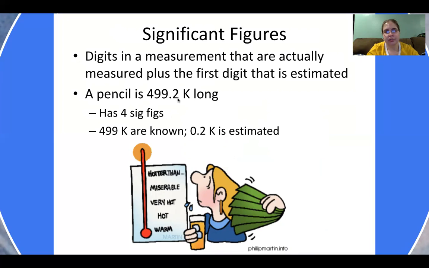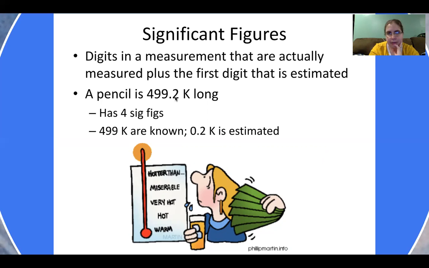So a pencil is 499.2. I'm not sure what unit that's supposed to be. That's an incorrect unit, I apologize, but whatever unit is that long. So it has 4 sig figs. 4, 9, 9, and 2 are all significant figures. The first 3 are measured, and the last one is the estimated one.